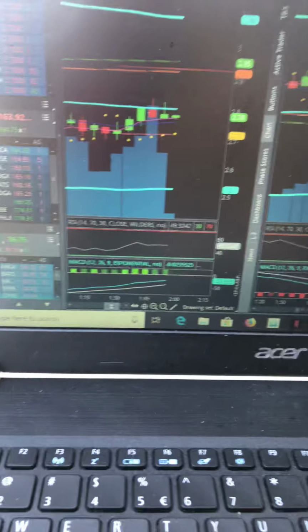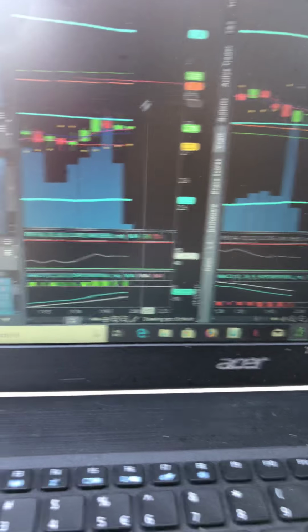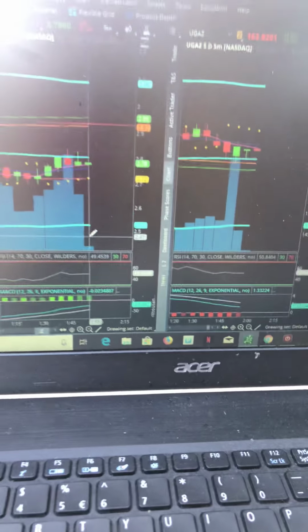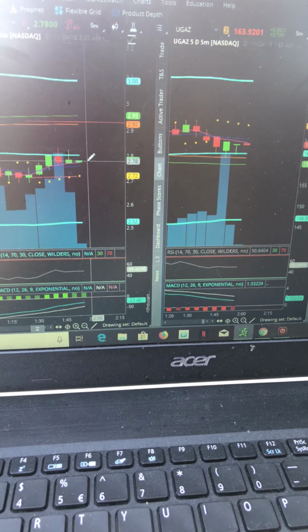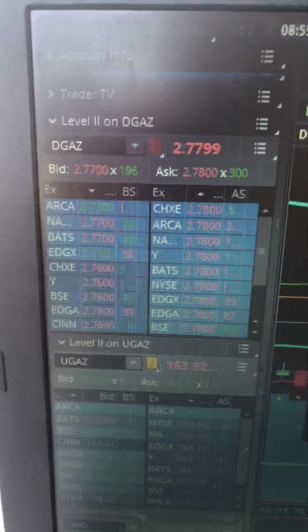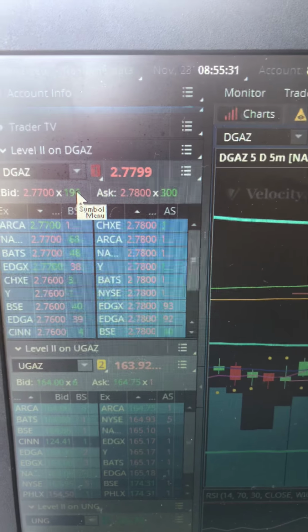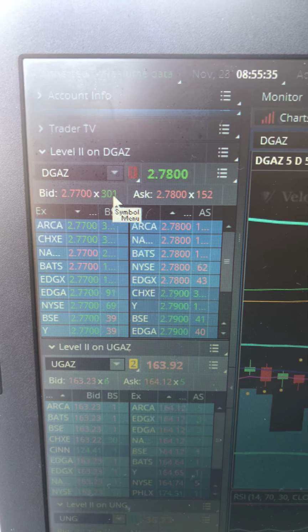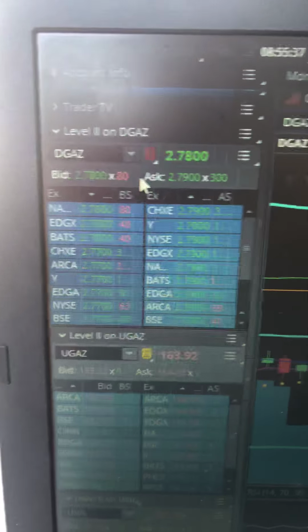Now, it's very possible that this turns red and falls down and continues down. But what we're trying to see is which one is going to be the stronger stock. Are we going to continue to rise? Well, we can look at level 2 data. Each one of these represents 100. So that's 196, or 301 times 100 orders at 277.